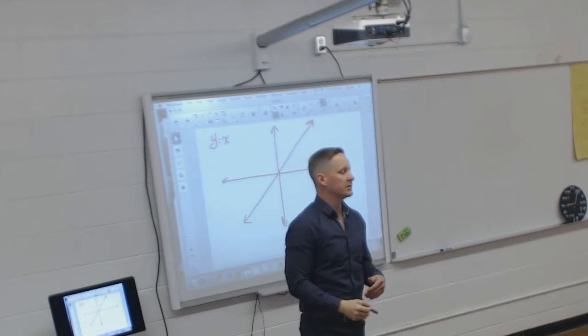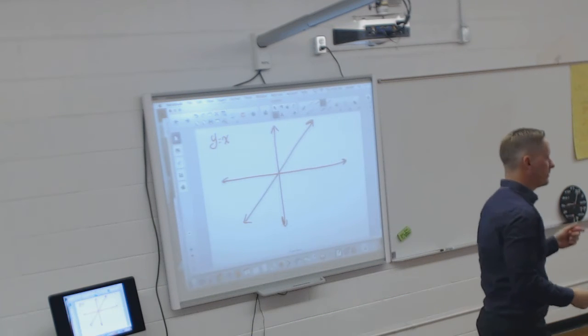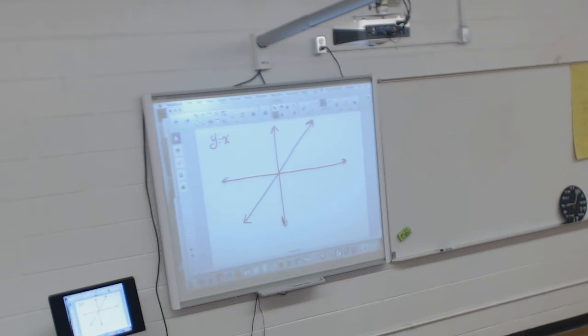Fair enough? So 0, 0, 1, 1, 2, 2, 3, 3, 4, 4, negative 1, negative 1, negative 2, negative 2. Right? So that's y equals x. Is that what the graph looks like?